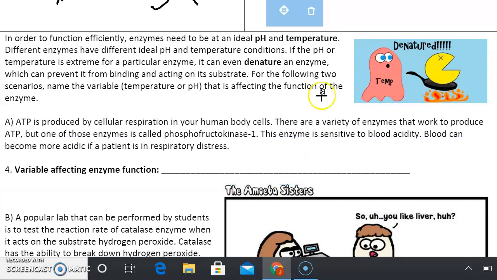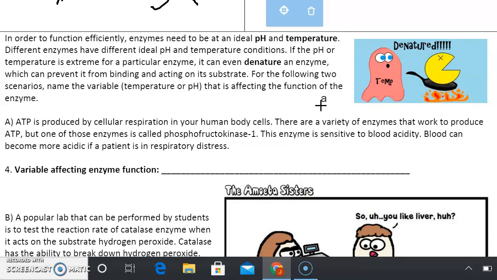But it says if the pH or the temperature is extreme for a particular enzyme, it can even denature the enzyme. And that's like when Pac-Man gets bitten by the ghost. It goes boop, boop, boop, boop, boop, and Pac-Man opens up. Well, it's kind of what happens when it's denatured. When an enzyme denatures, its shape changes. Something happens with the bonds and the shape changes in that enzyme, and then it's like a broken lock. The key from the substrate no longer fits in there.